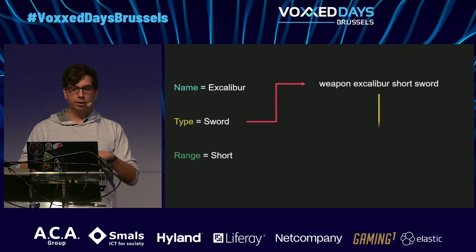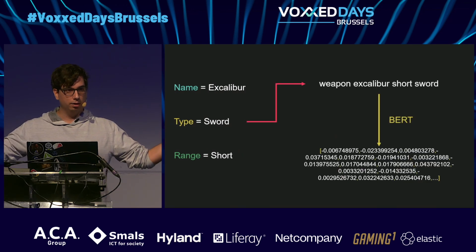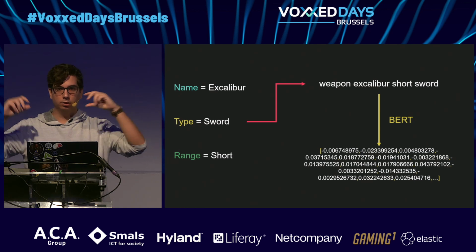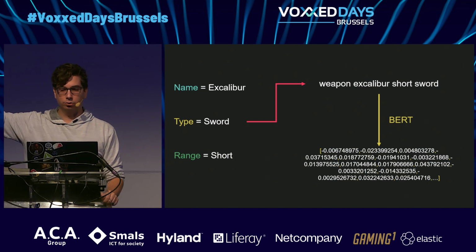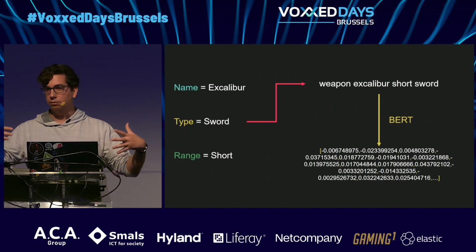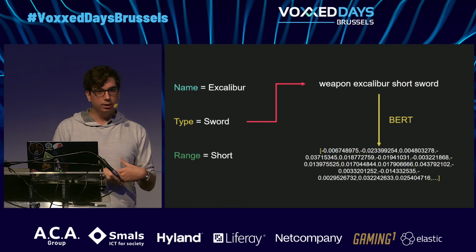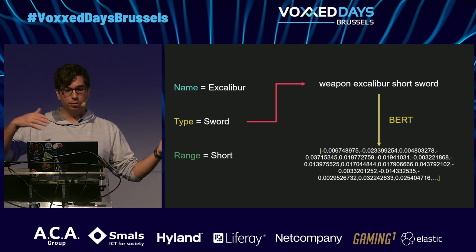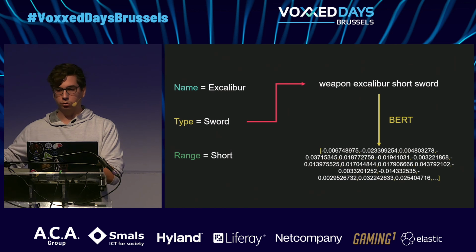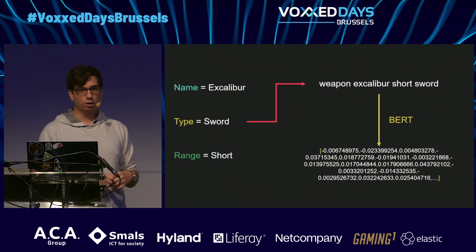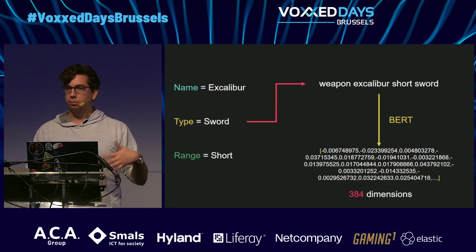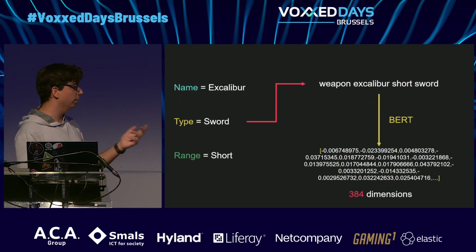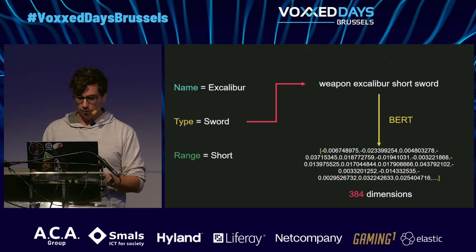And then when this is vectorized, what happens is all these strings are concatenated to lowercase with a class name, which in this case is weapon. So then you get weapon, Excalibur, short, sword. If you want, you can even choose to vectorize the property name. So then you will get weapon, name, Excalibur, range, short, type, sword. In this case, we're not going to do that. And then through a BERT model, we're vectorizing this into 384 dimensions. All right.